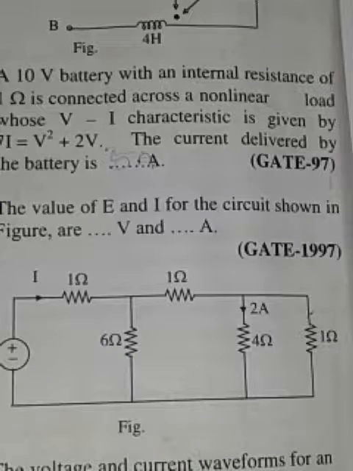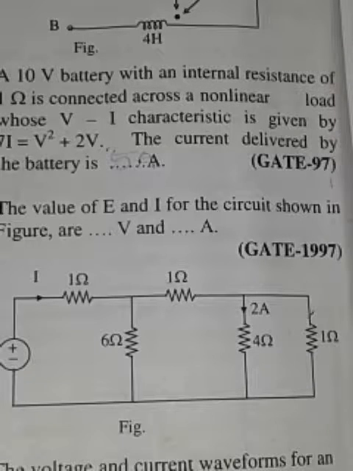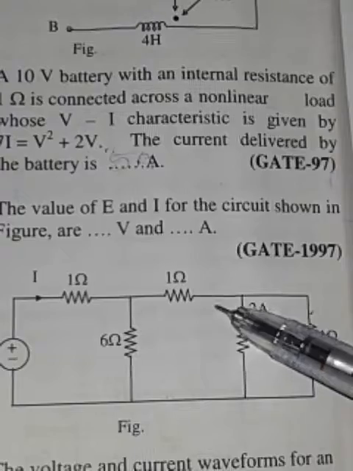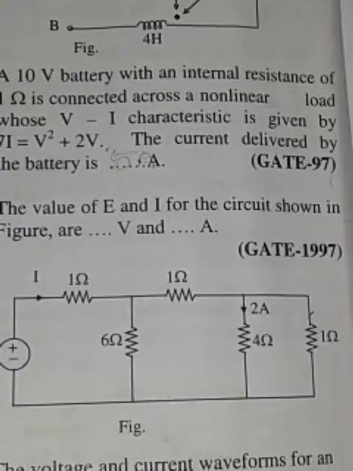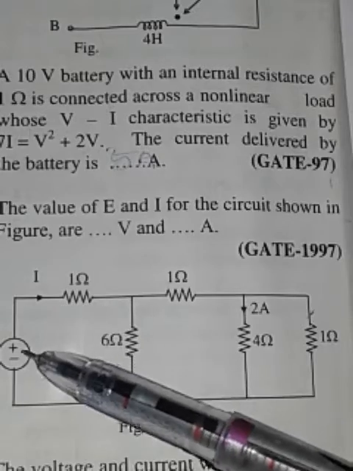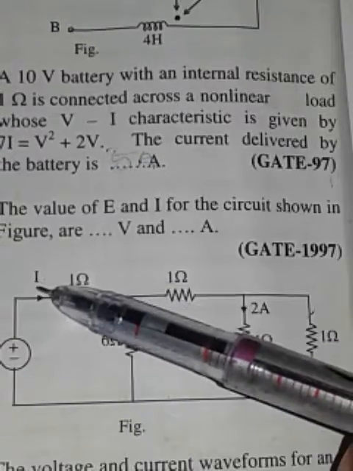We are continuing with our series for 2020 GATE and ESE Solution from the previous year papers from 1995 to 2019. So this is question number 28. Let's start. This is the figure they have given, and in this figure they are asking to find out the value of E and the value of I. E is the voltage source and I is the current.